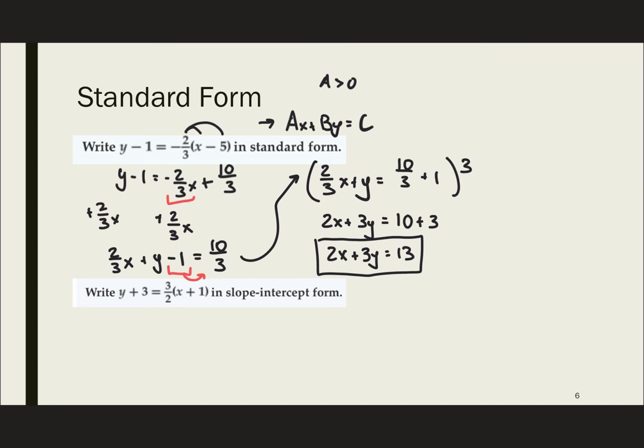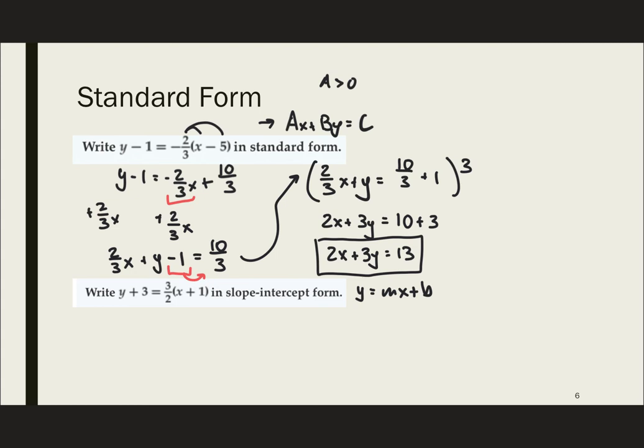Always make sure you get all of your terms in this order for standard. Okay? All right, do the next one. We have to get it into terms of y equals mx plus b, slope-intercept form. What's going to happen is the video is going to pause. See if you can do it on your own first. When it plays again, I'll show you my work.